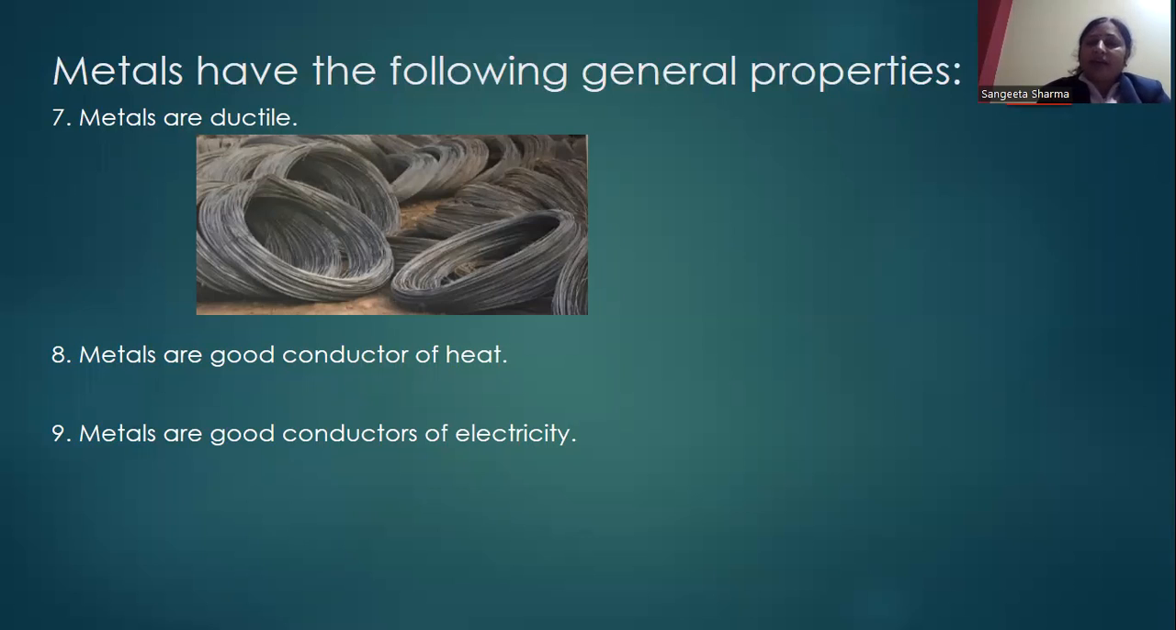Otherwise, in place of metal, if you want to use a fry pan made of say carbon, we cannot cook food in it because carbon is a bad conductor of heat. When we place carbon on heat, it will start burning. Instead of passing the heat onto the other portion of the utensil, it can burn itself.